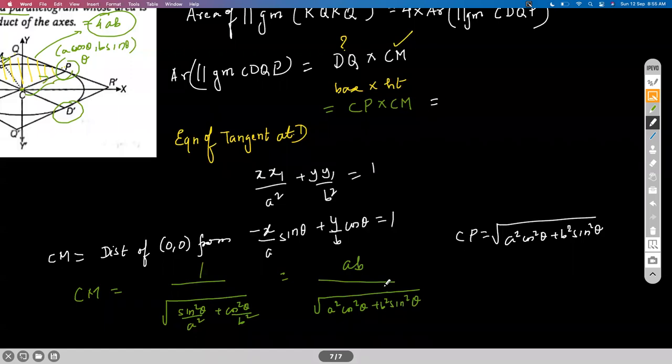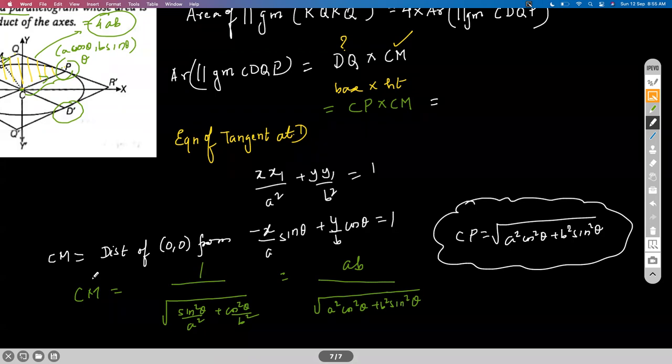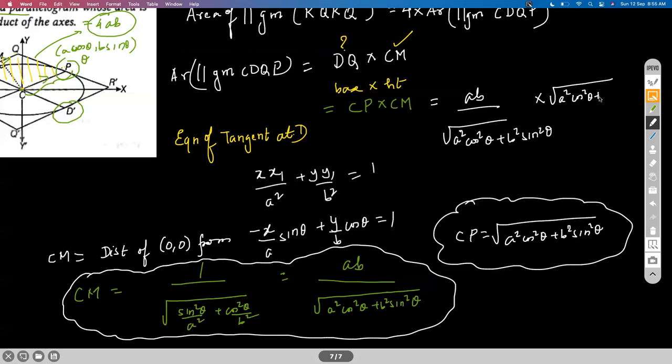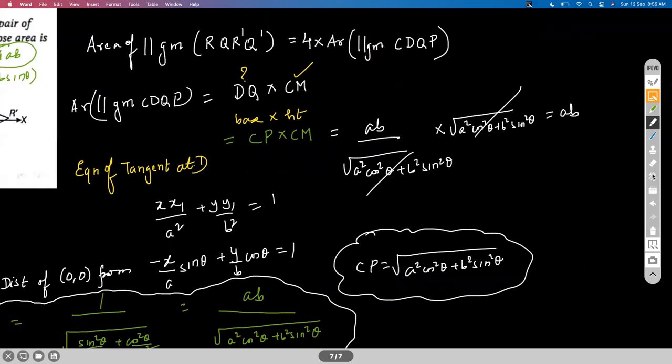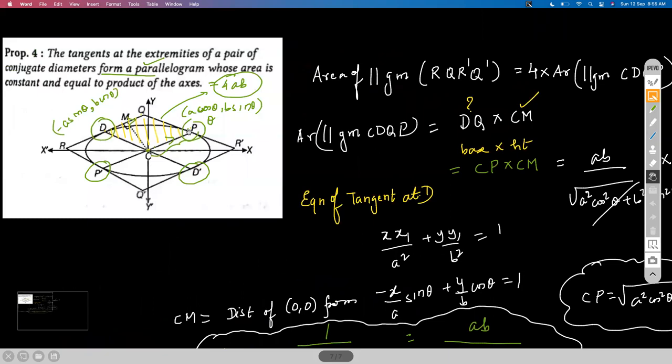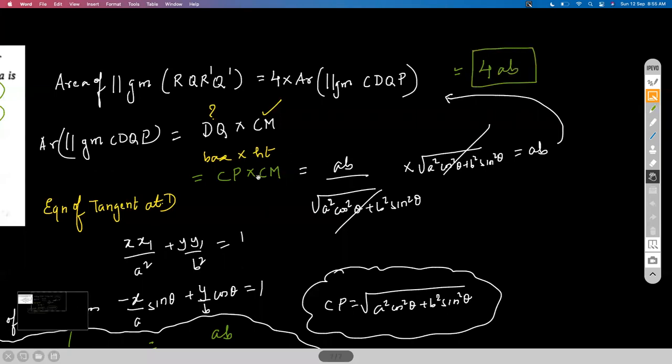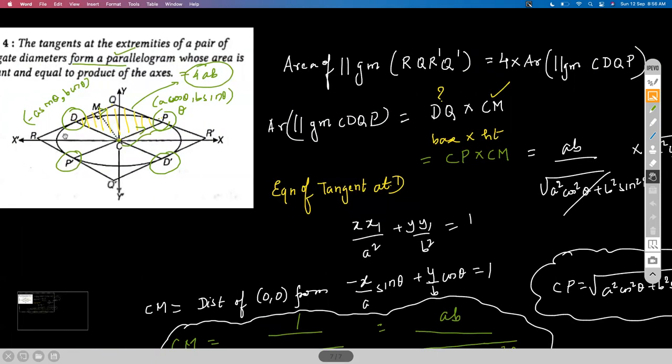Now, when you multiply CP into CM, and let me just circle this also, what will happen? It will become ab under root of a square cos square plus b square sine square into under root of a square cos square plus b square sine square. So this will get cancelled off, giving you ab only. And please let me remind you that ab is just the area of 1/4 of this parallelogram. There are four such parallelograms sitting over here. So use this result and you'll end up getting area as 4ab. So this becomes your area of the parallelogram formed by the tangents drawn to the vertices of the conjugate diameters.